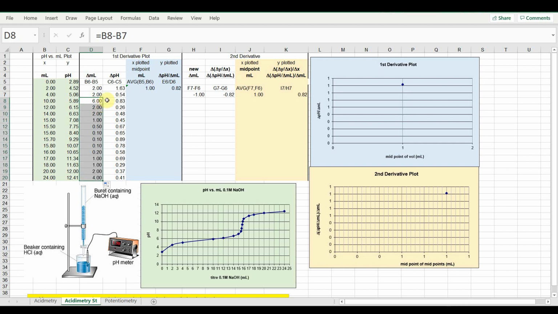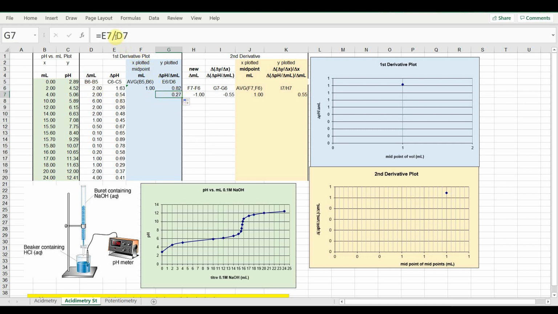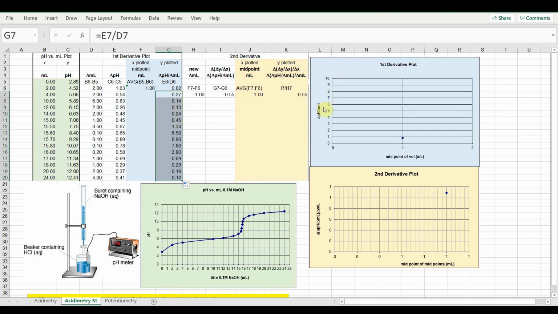All right, so we want to then get the Y values, delta pH over delta mils. So we have that here. It'll simply be E6 divided by D6 for our first point. Our next point will be E7 divided by D7, change in pH over change in mils. And so on. We can autofill that. So that'll be what we plot on the y-axis.